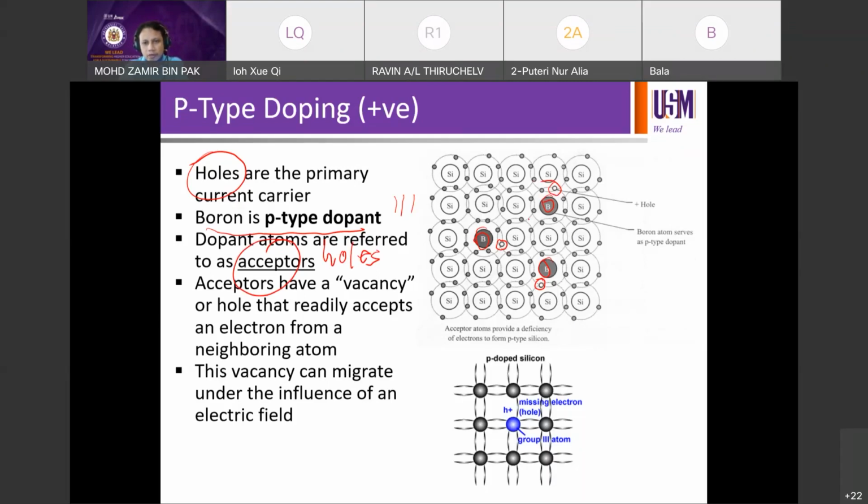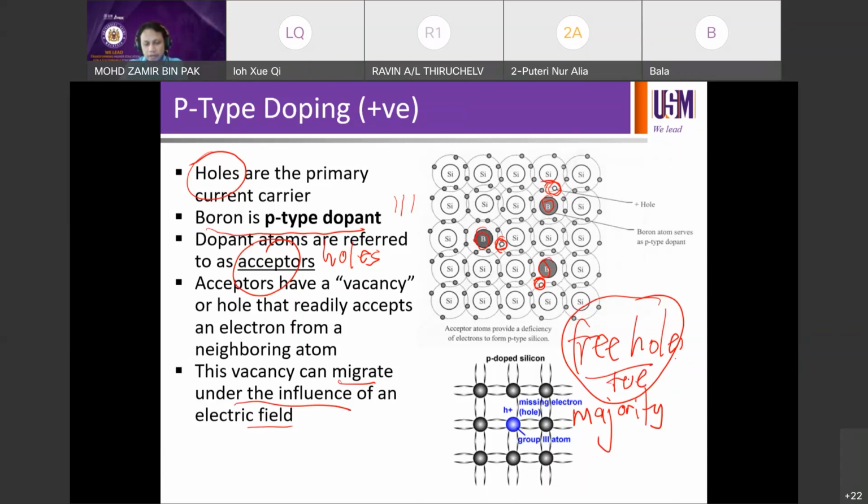So the more boron you have in the lattice, the more white dots or white circles you have in the lattice. That means you're introducing more and more free holes into the lattice. This vacancy can migrate under the influence of an electric field. So these free holes form the majority carriers in the silicon, which makes it more p-type, because they are positively charged. The majority carrier is positively charged, and then the silicon gets more positive or more p-type.